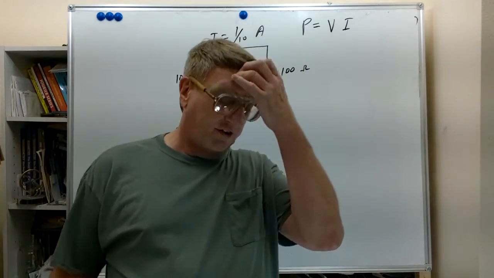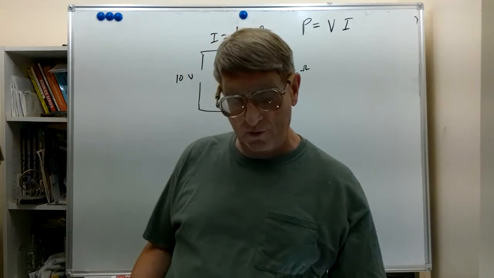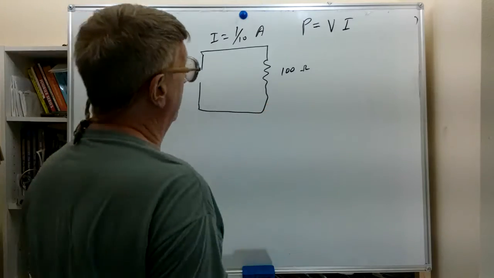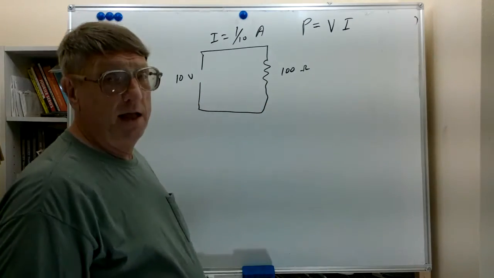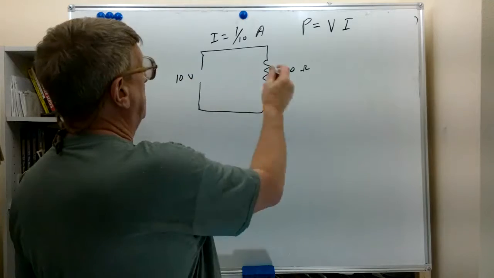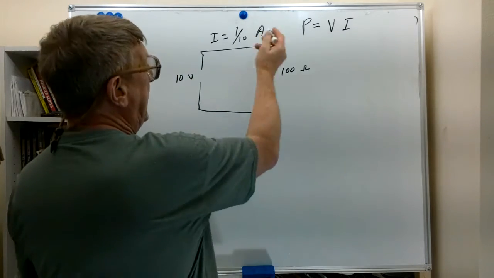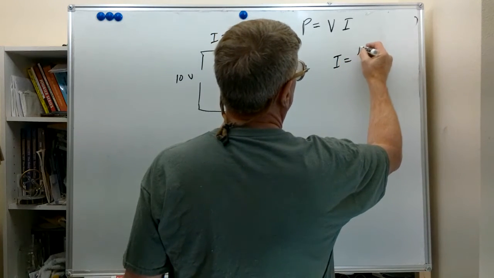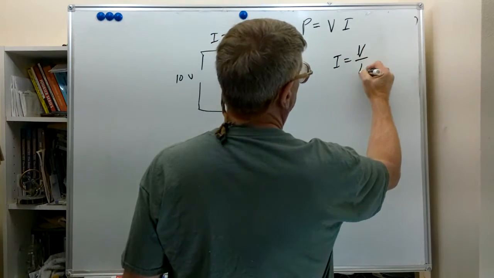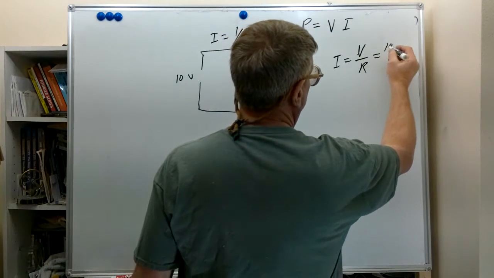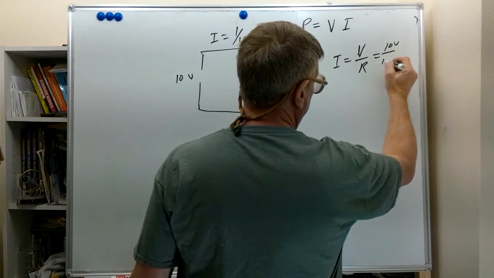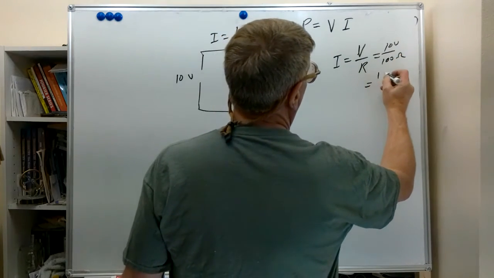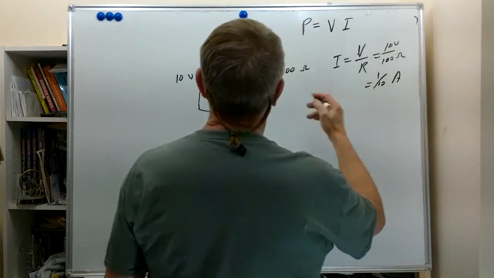We're going to continue the discussion of Ohm's law, power, resistors, etc. If we have a 100 ohm resistor and a 10 volt supply, the current I equals the voltage divided by the resistance, which is 10 volts divided by 100 ohms, which will give us 1/10 of an amp, which I have written up here.